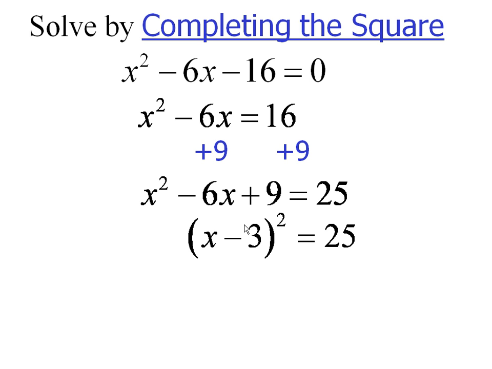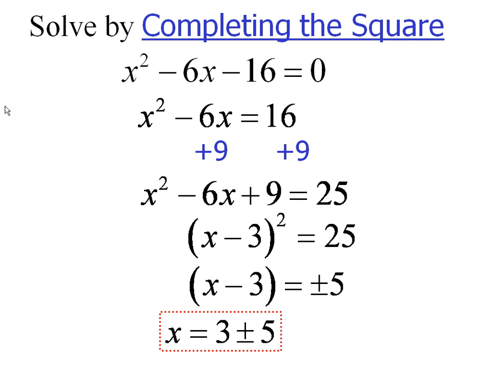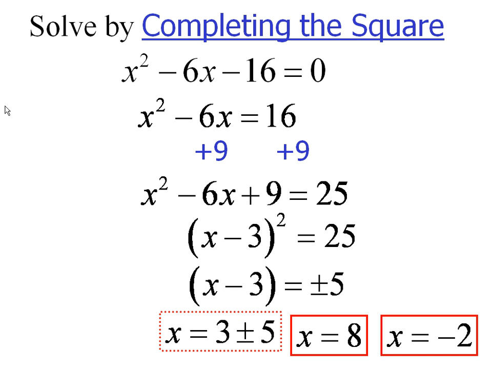All right, square root both sides. Get plus or minus 5. Then we got to add 3 to both sides. Then 3 plus 5 will be 8. 3 minus 5, negative 2.